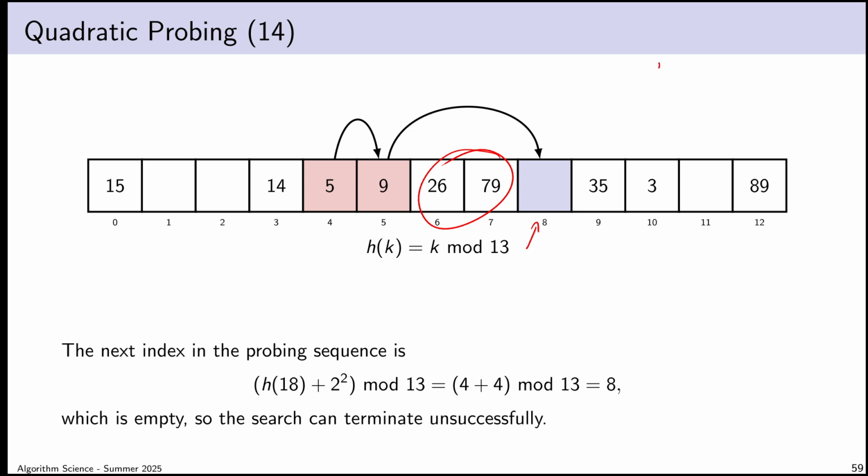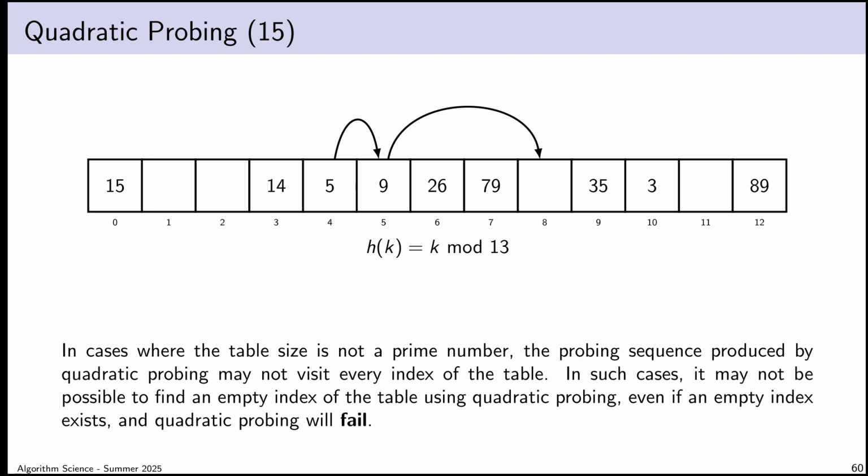And of course, if I'm maintaining my load factor to be close to, let's say, 0.6, I'm keeping a healthy number of empty spaces in my table, then I can reasonably expect that I should hit an empty space pretty quickly in my probing sequence, which I do here. And so the search, which is unsuccessful, can now terminate.